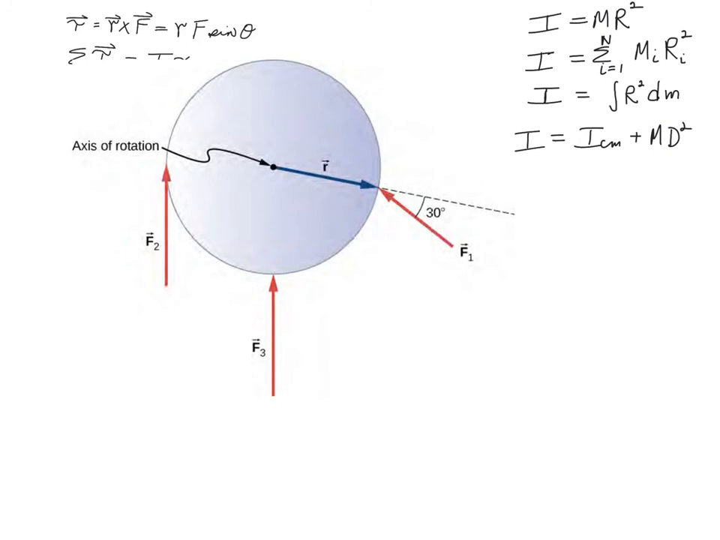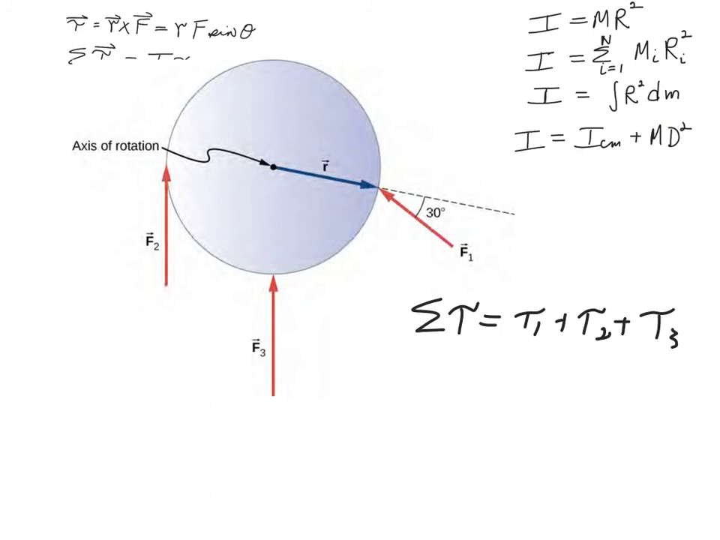And so to get the net torque, we want to sum up all the torques. So we could write it this way: sum of the torques equals torque 1 plus torque 2 plus torque 3. That's what we want to do. And so torque 1 in this case is F1 times R1. Torque 2 would be F2 times R2, and so on. So let's look at that.